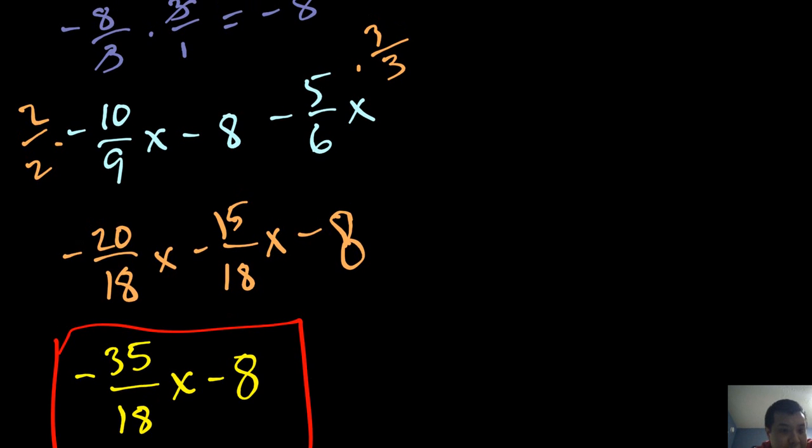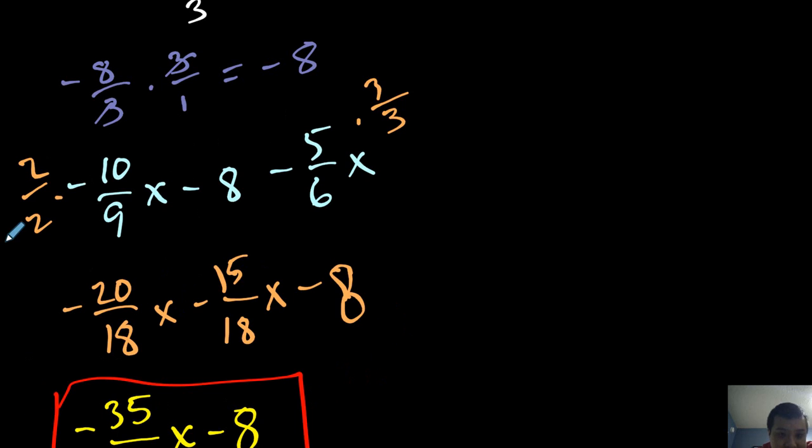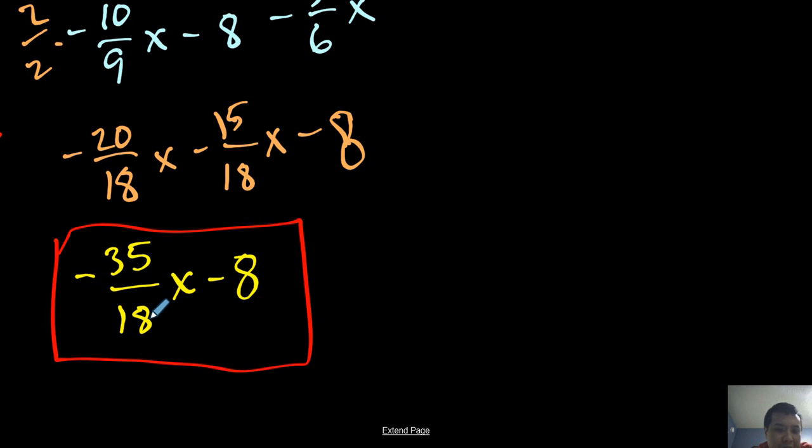Excuse me. The reason for that is because negative 8/3 times 5/12, we can cross cancel. 3 times 3 is 9, 2 times 5 is 10, so we get negative 10/9. Then when we multiply negative 8/3 by 3, we can cross cancel again, getting negative 8, which results in negative 10/9 x minus 8 minus 5/6. Common denominator between 9 and 6 is going to be 18. And so we get negative 20/18 x minus 15/18 x. Negative 20 minus 15 is negative 35. So we got negative 35/18 x minus 8.